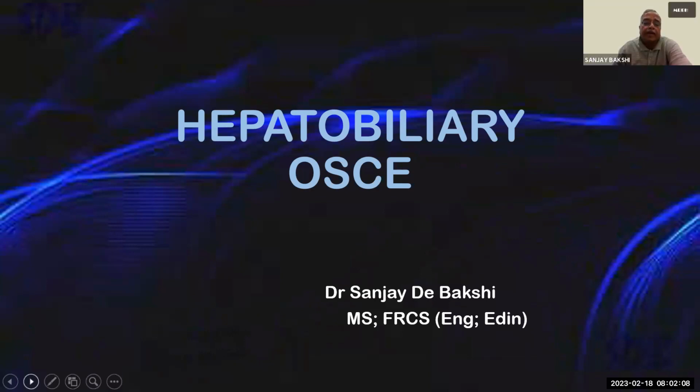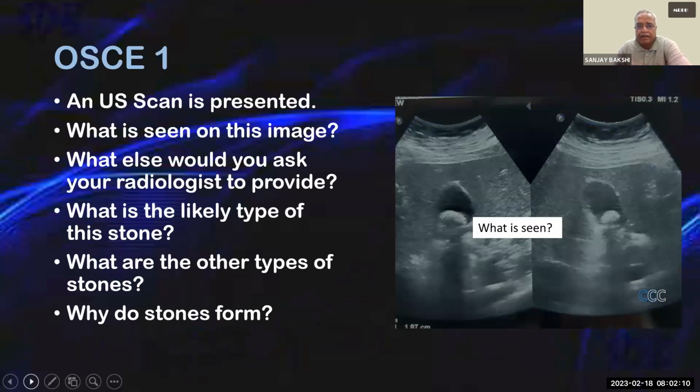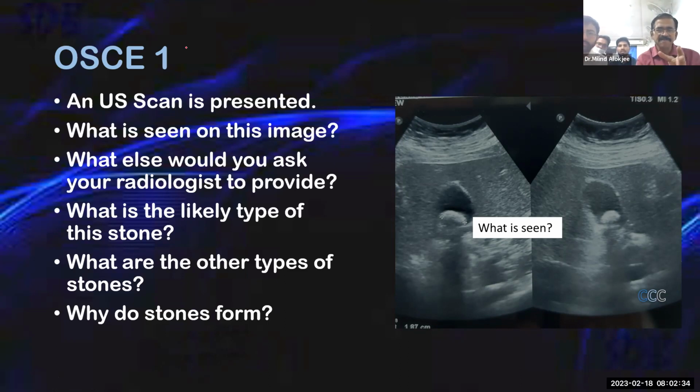So for a start, my first OSCE is an ultrasound scan. This is presented. The question is, what is seen on this image? What else would you ask the radiologist to provide? What is the likely type of stone? What are the other types of stone, and why do stones form? These are the questions. Milind is here, so let him read it.